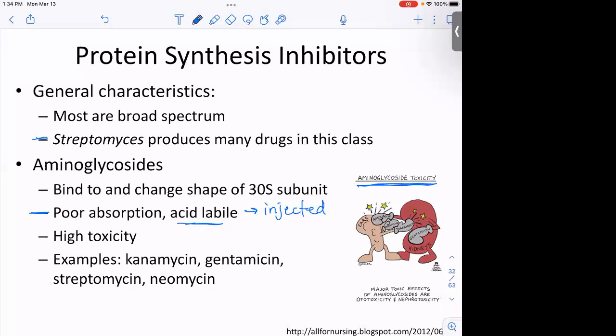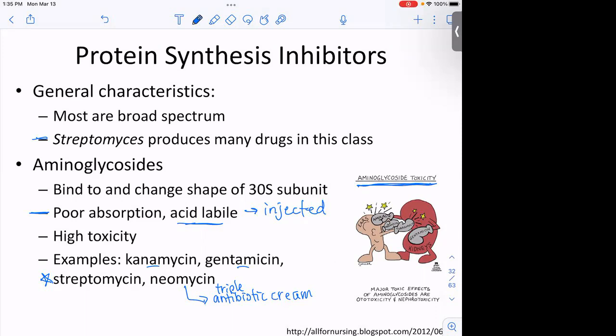Some examples of aminoglycosides that you might have heard of: kanamycin, gentamicin, streptomycin. We're going to look at that one a little more closely next. Neomycin is famous for being the second in the triple antibiotic cream. Do you remember what the first one was that we talked about last time? Bacitracin, yes. That was the first one. And neomycin, I'm not going to mention anymore other than here. You've all probably used neomycin at some point.